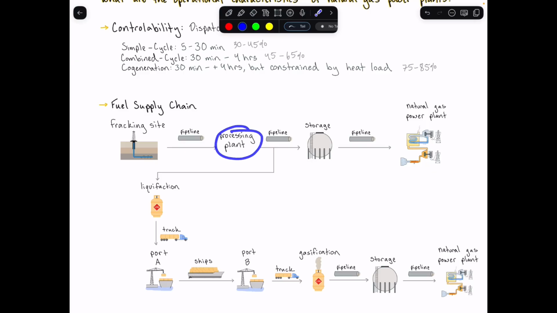And then from the processing plant, it is sent into a pipeline where it can go two directions. One, it can be stored in large storage containers, and then when there is a desire to use it, it can be added to pipelines and sent through pipeline to natural gas power plants. Now, if there is a desire to ship this natural gas very long distances, such as across the water to another country, there is an extra step in this process.